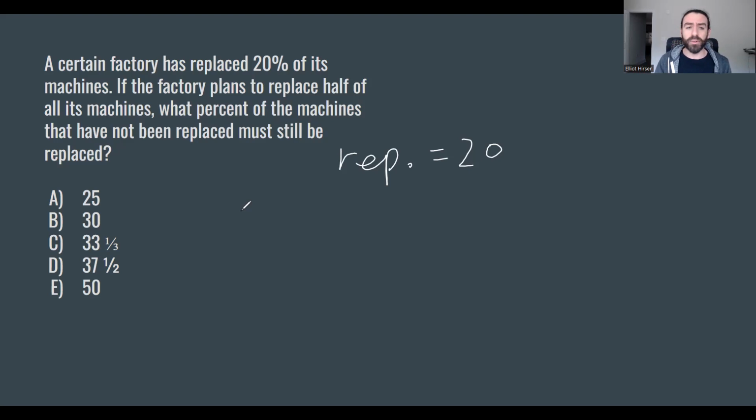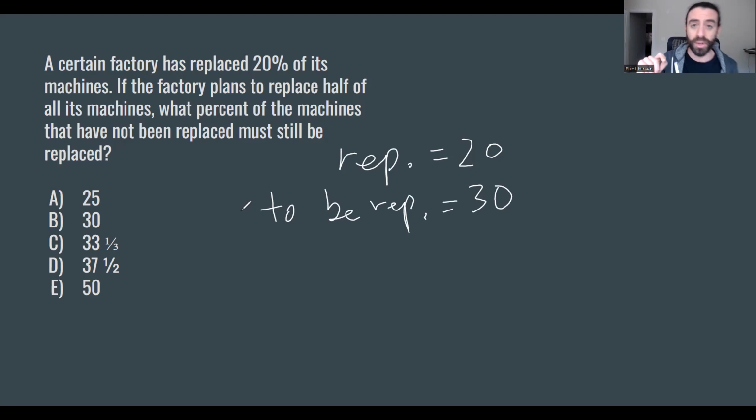We know that the factory plans to replace half of all its machines. In other words, from 20, we want to get up to 50. So how many need to be replaced still? Well, we know that's going to be simple arithmetic, another 30. We agree about that? Cool.